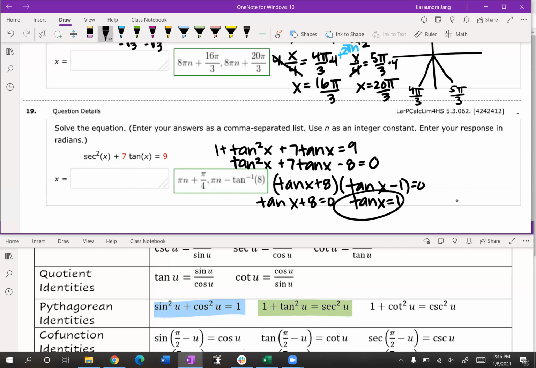I already solved on this one. I added the 1 over. I'm going to do the same thing here. The first one, I'm going to subtract the 8 to the other side. All right. And then let's see here.